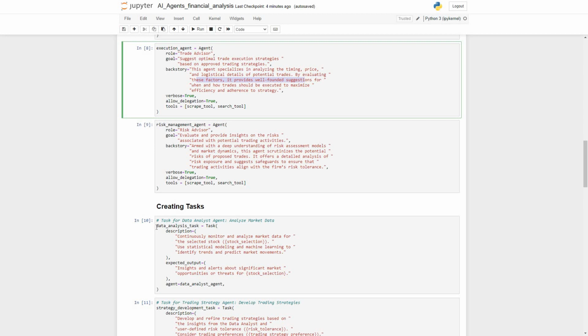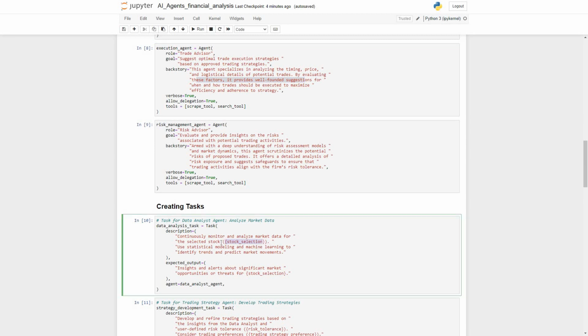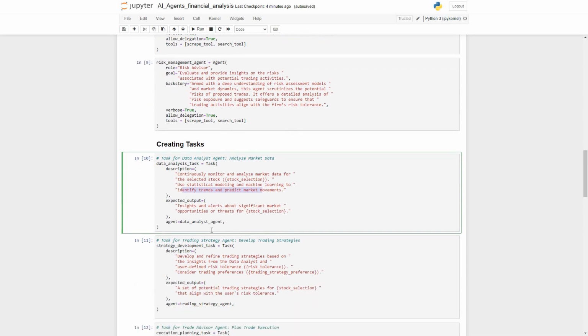Now the first task that we are going to do is the data analysis task. Here the description is that we have to continuously monitor and analyze data for the selected stock, and we are going to pass in whichever stock we want. You pass it in the form of curly brackets, and use statistical modeling and machine learning to identify trends and predict market movements, with insights and alerts for market opportunities or threats for this particular stock.